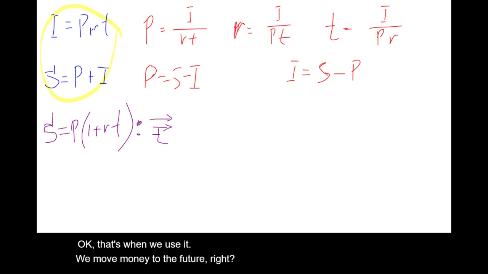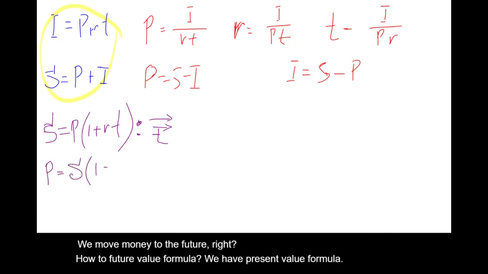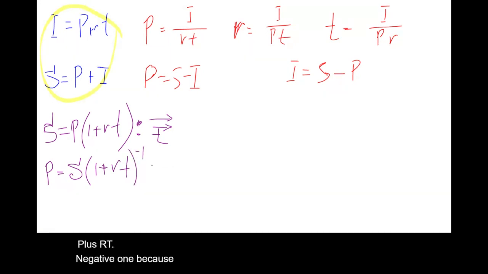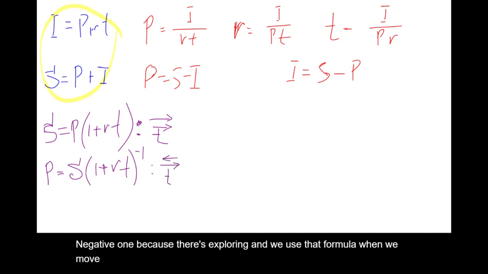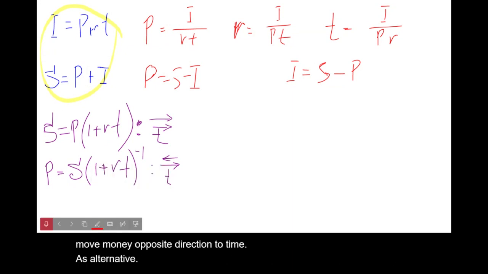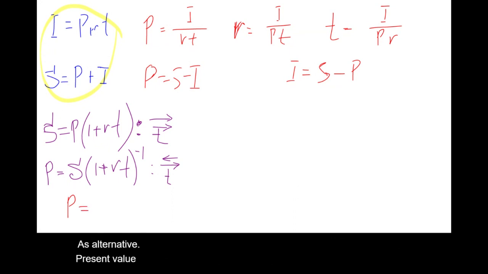Out of the future value formula, we have the present value formula, P = S(1 + RT)^-1, because that's an exponent, and we use that formula when we move money in the opposite direction to time. As an alternative, the present value formula can be used in the form of a fraction as S over 1 plus RT.